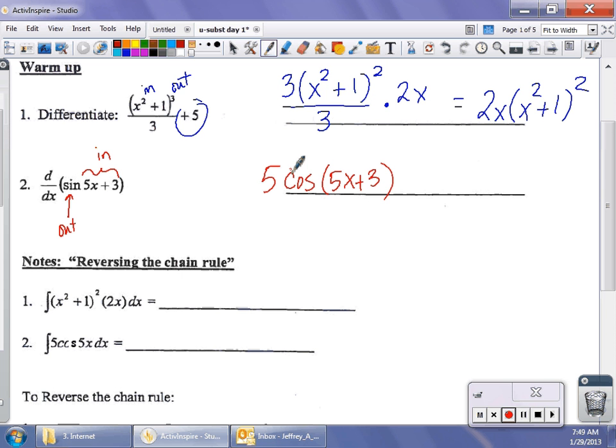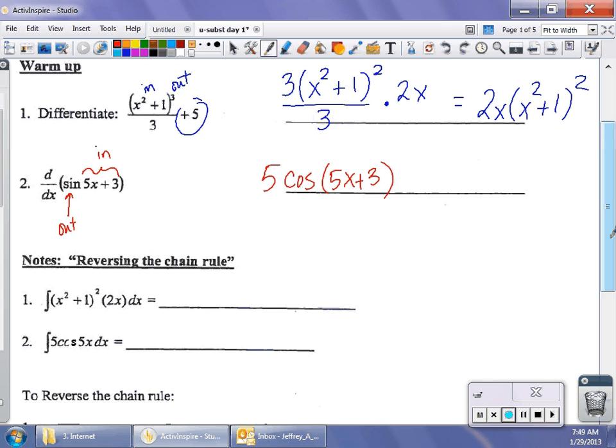Now we're going to reverse the chain rule, and now that we have a derivative, we're going to go back and find the original function. So notice that in problems 1 and 2, I'm going to find the antiderivative of the two problems that I just found. So I'm going to find the antiderivative of 2x times x squared plus 1 quantity squared, and find the antiderivative of 5 cosine of 5x plus 3.